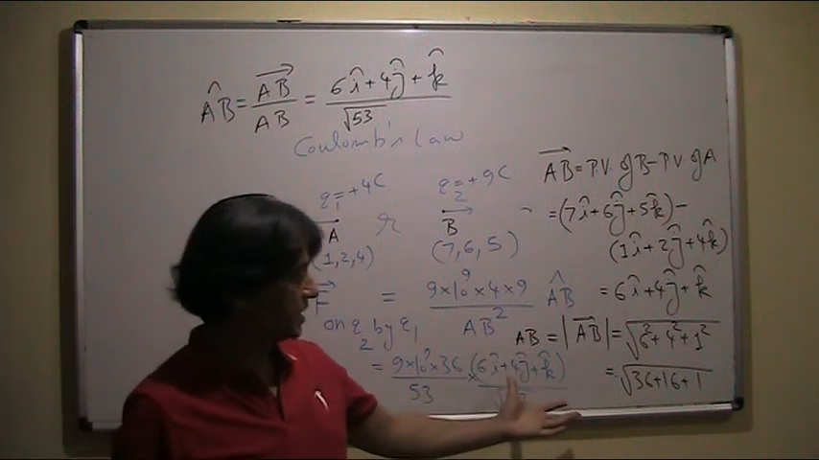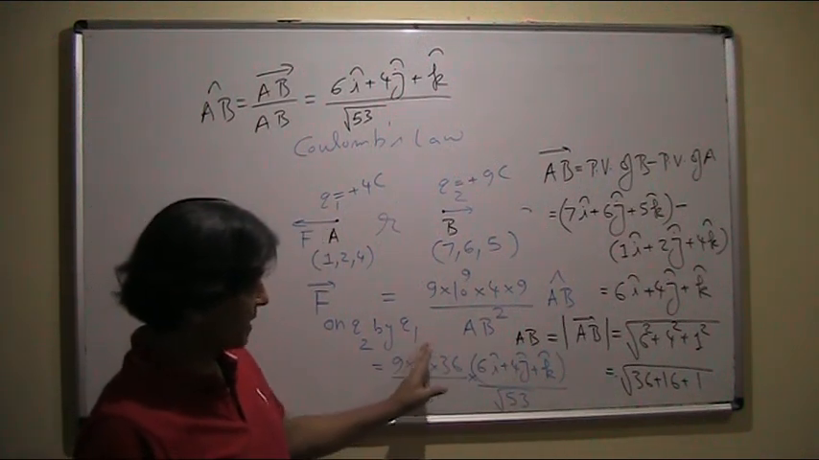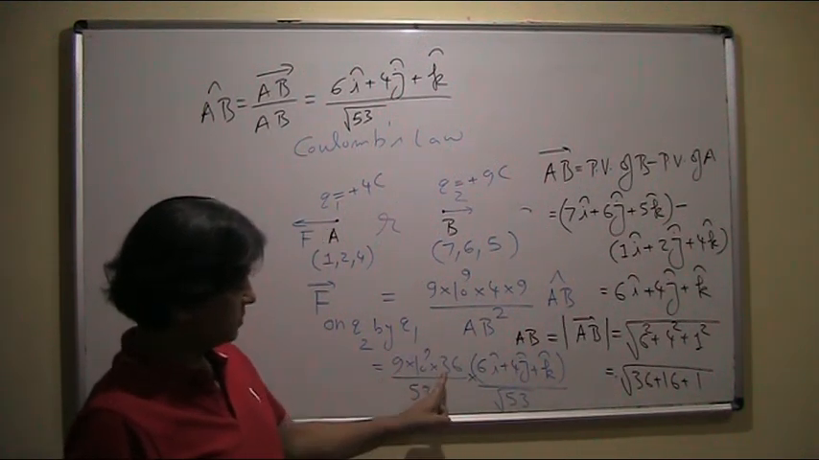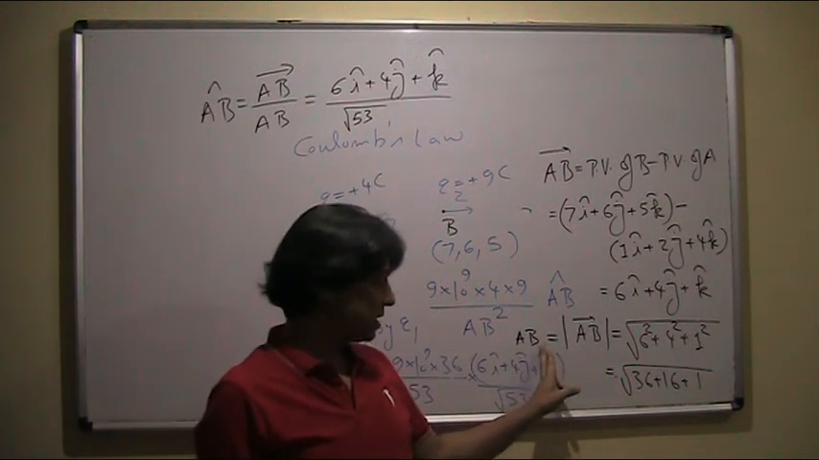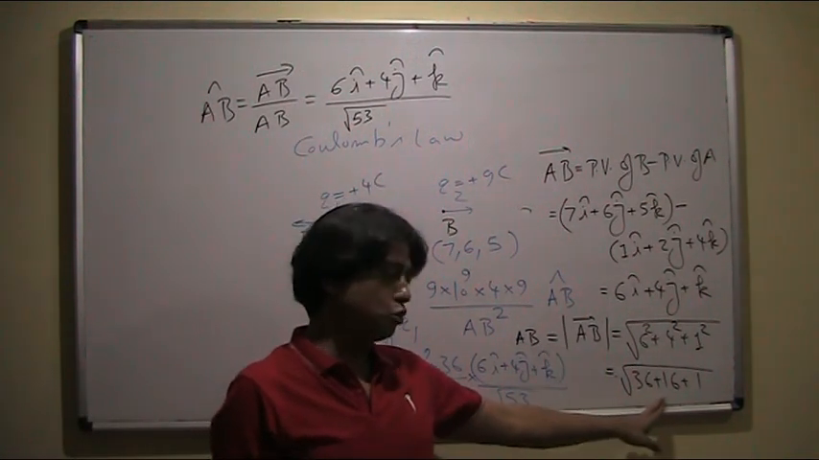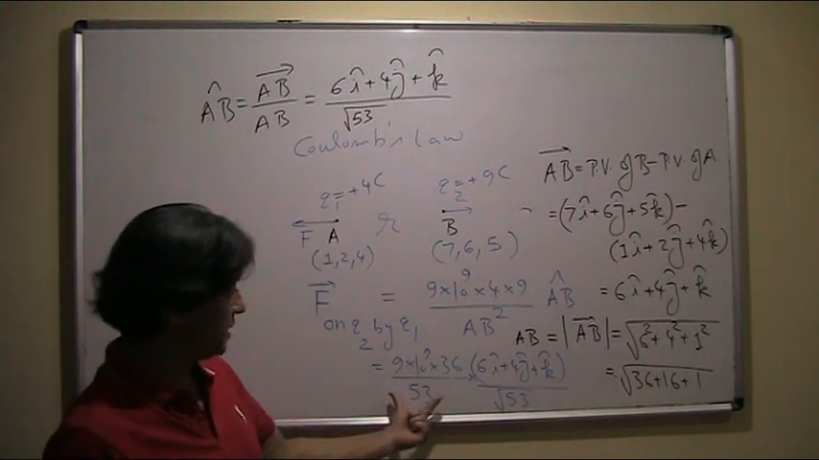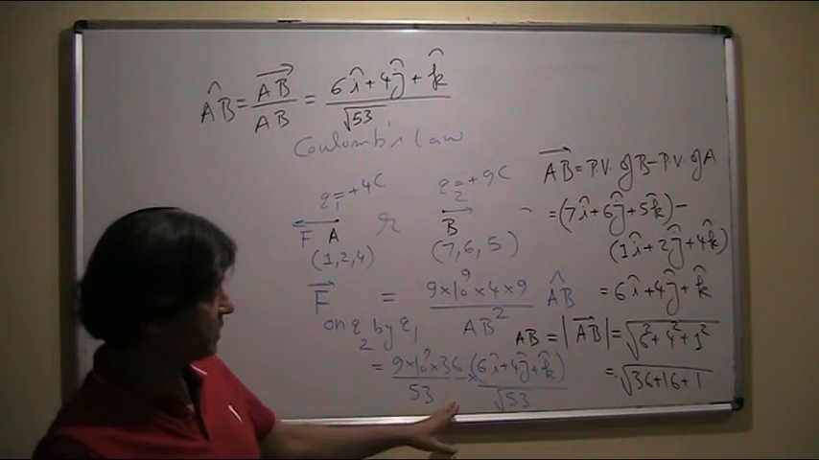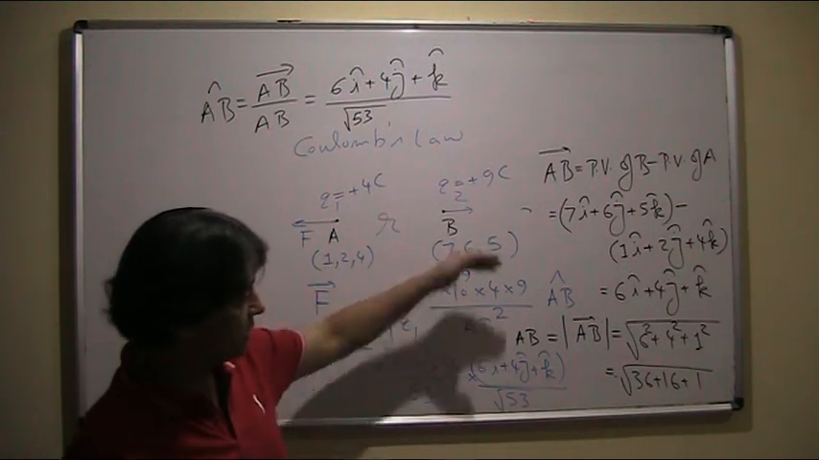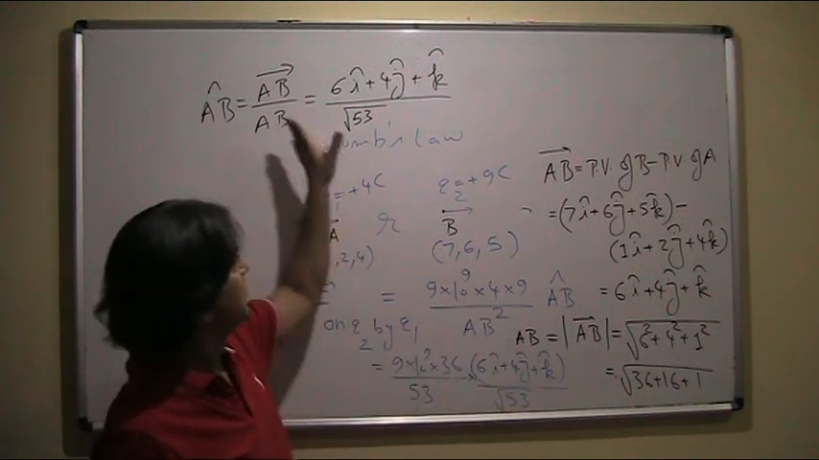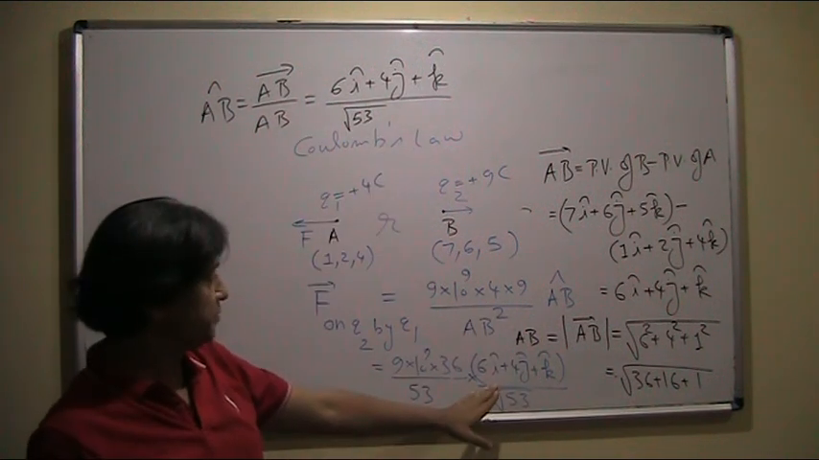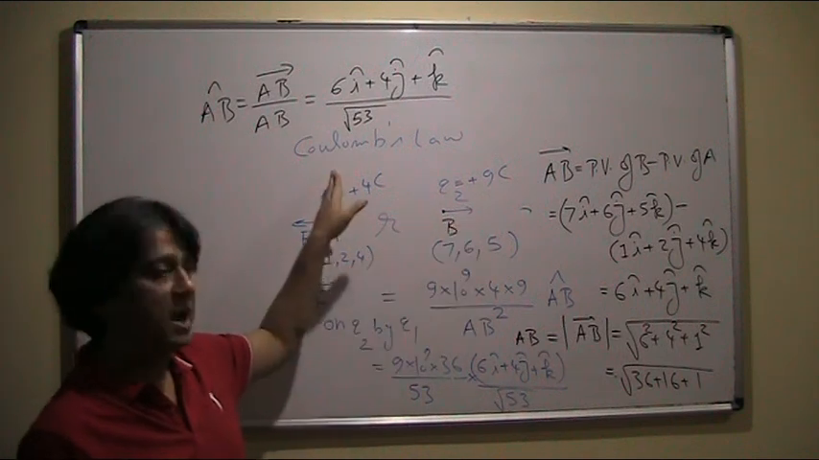Now remember, this thing is what? First we wrote the magnitude part, K. This is Q1 into Q2 divided by R. What is R? AB. What is AB? Root over 53. Square of that, it's 53. And then direction from A to B. A to B, that direction is given by AB cap. And AB cap we have obtained here, which completes the force on Q2 by Q1.